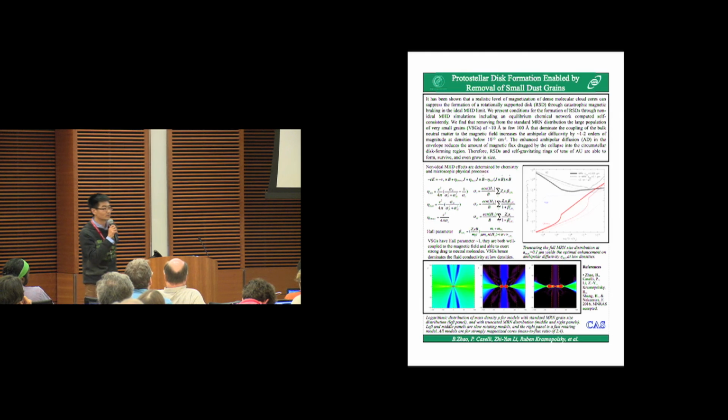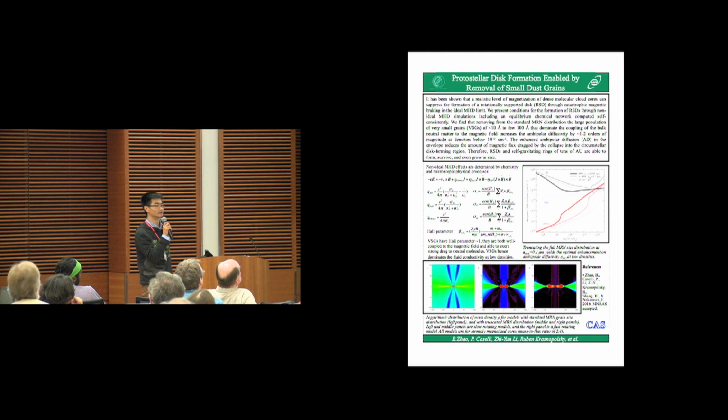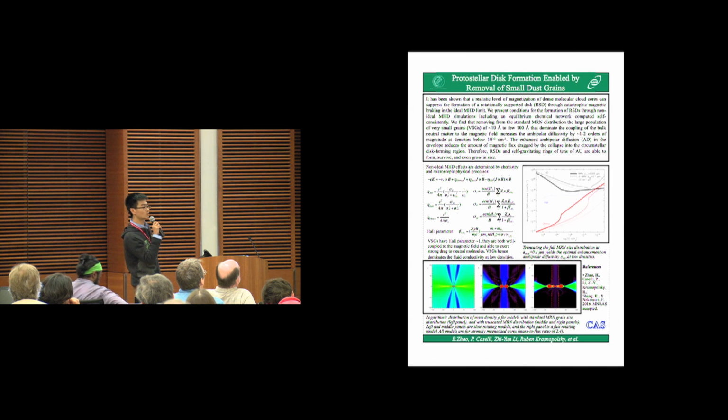Hello, my name is Bo from MPE, and my poster is about disk formation helped by ambipolar diffusion, especially when the small grains are removed. So we know from Crutcher's survey of nearby dense cores that the cores are relatively strongly magnetized. It's really hard to form a disk inside these dense cores because you have strong magnetic braking. So we find that ambipolar diffusion may be the key to this problem, especially when the small grains are removed.